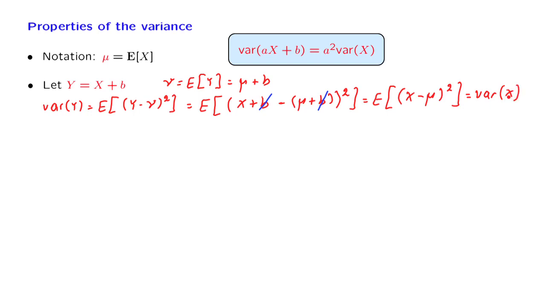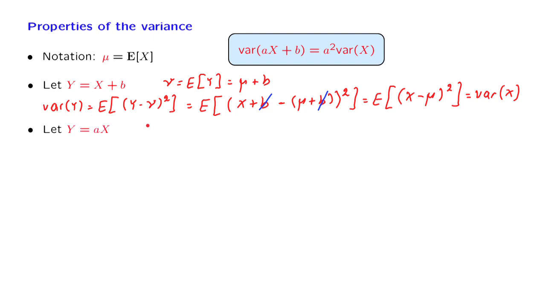So this proves this relation for the case where a is equal to 1. The variance of X plus b is equal to the variance of X. So we see that when we add a constant to a random variable, the variance remains unchanged. Intuitively, adding a constant just moves the entire PMF right or left by some amount, but without changing its shape, and so the spread of this PMF remains unchanged.